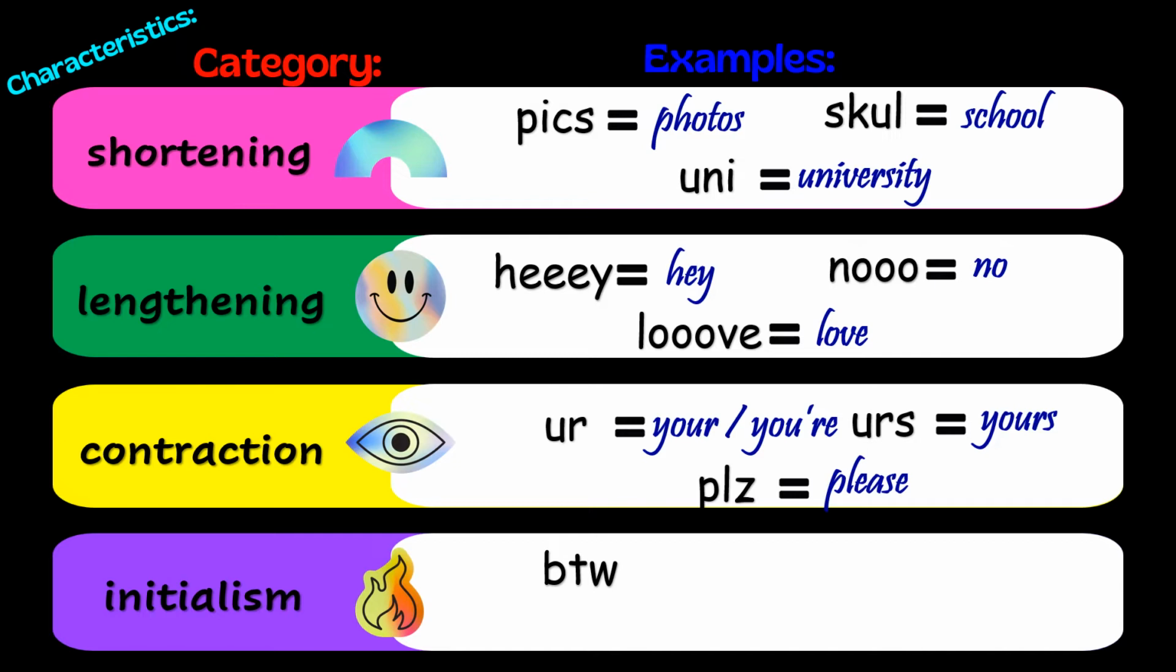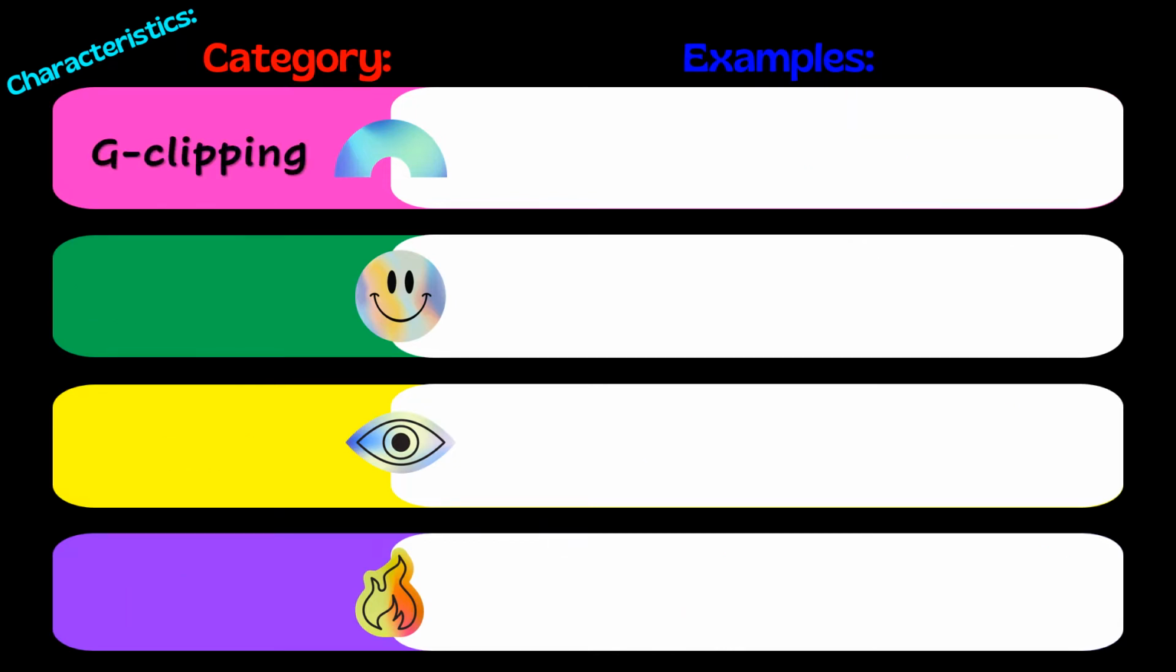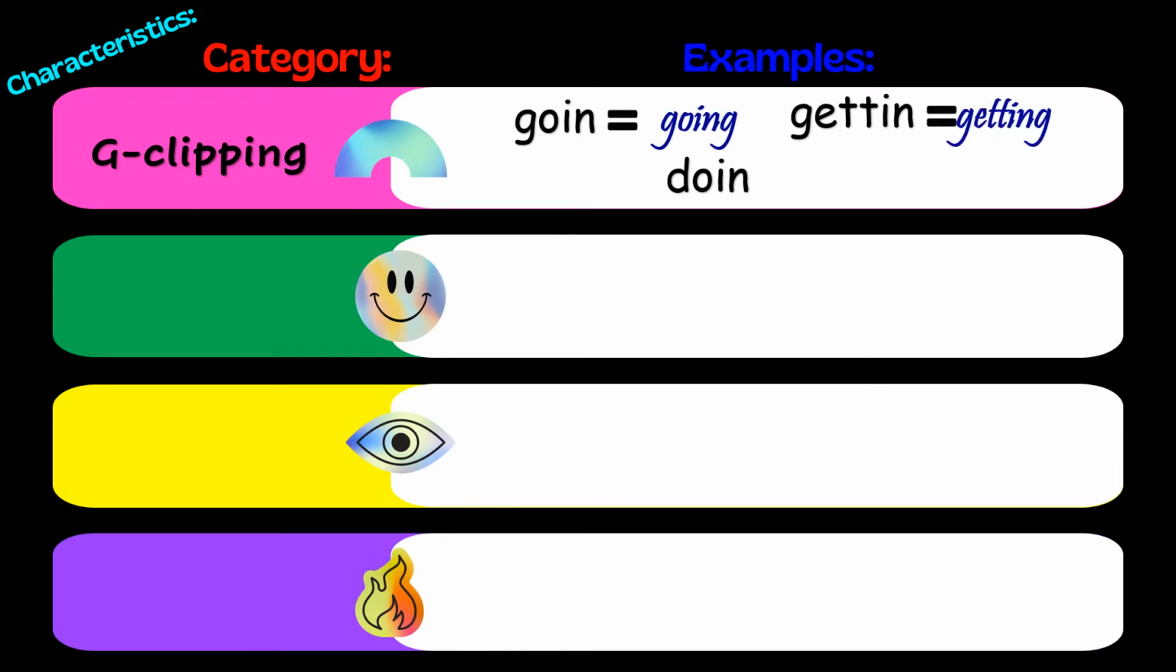Initialism: BTW, RN, IDK. This means by the way. This means right now. And this means I don't know. G clipping, or we omit the letter G: goin, gettin, doin. This means going. This means getting. This means doing.